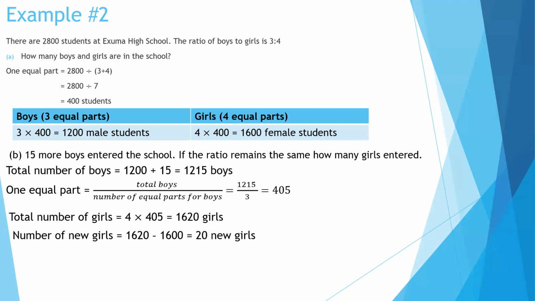So, question: why did we multiply this 400 by 3, not 4?